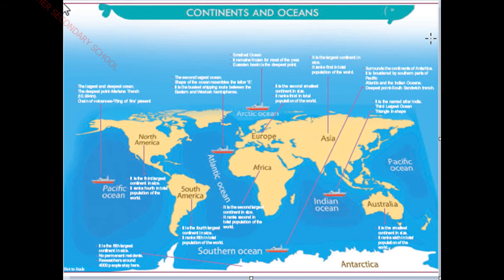Okay, children, so the continents are Asia, Africa, North America, South America, and Antarctica. These two also you have to include. So nearly 7 continents, with Antarctica and Europe. At last we can take Australia, children.